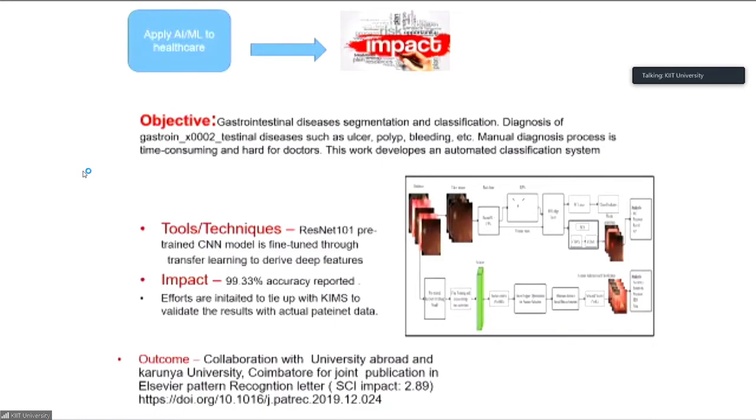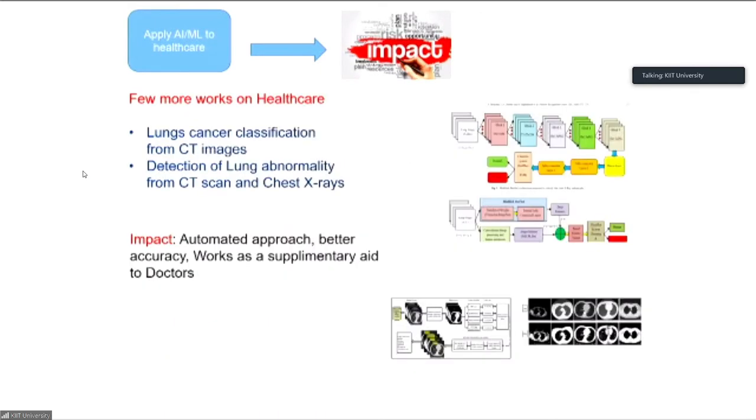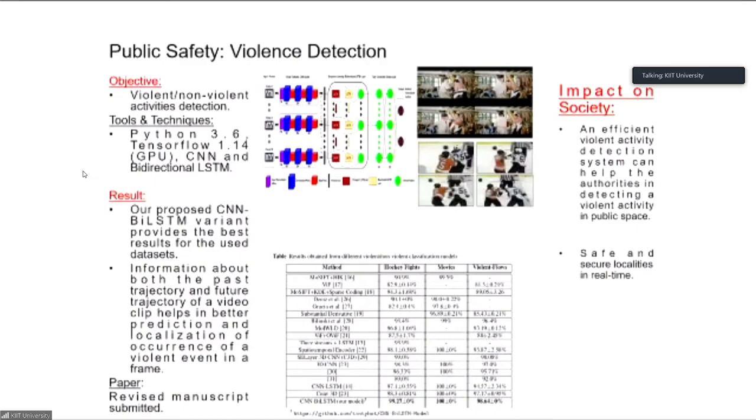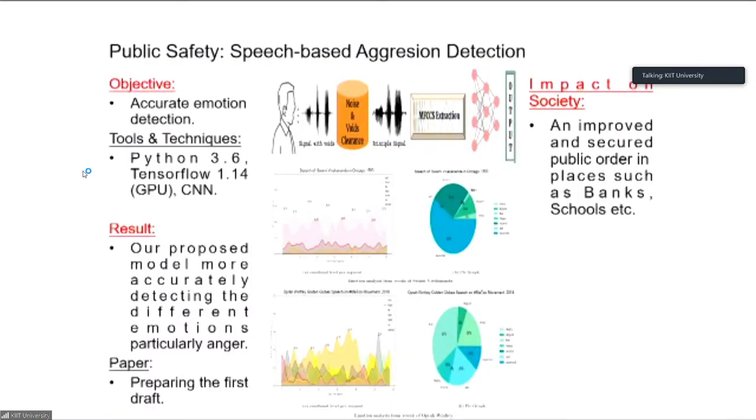Gastrointestinal diseases segmentation and classification. In this project, the students have also carried out lung cancer classification from CT images and detection of lung abnormality from CT scans. And also the smart classroom, along with public safety and violence detection. The students have done this in their final year project and research.